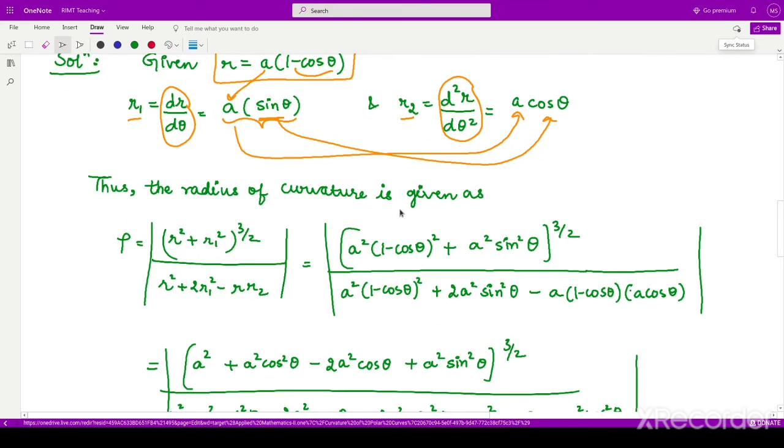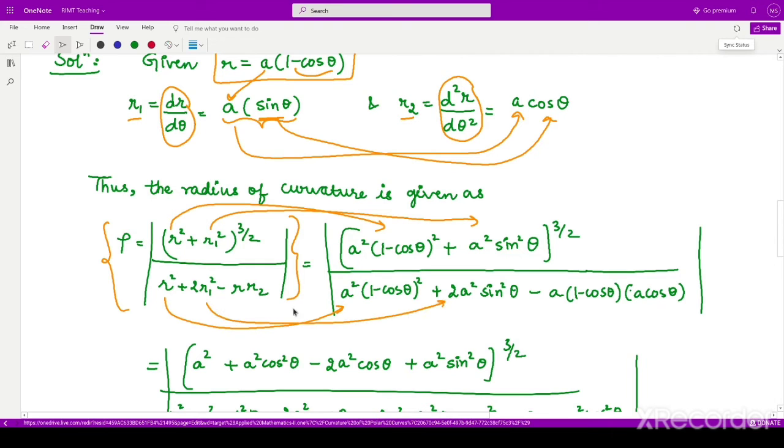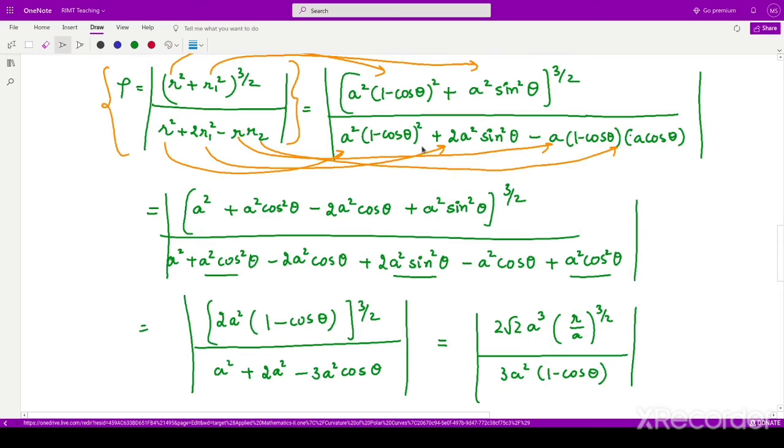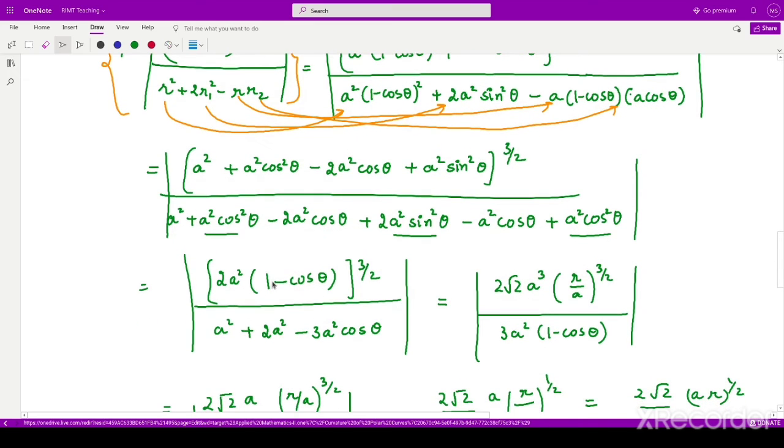So what is the radius of curvature? The radius of curvature is given using this relation. So we substitute the value of r given in the question, the value of r1 that we have just calculated, and the values of r and r2, right? After substituting all these values, you can simplify it a bit. We can open up all the brackets. So we have a square plus a square cos square theta in this term, and then in the denominator also we can open up all the brackets. So you see this term and this term, they give you a square.